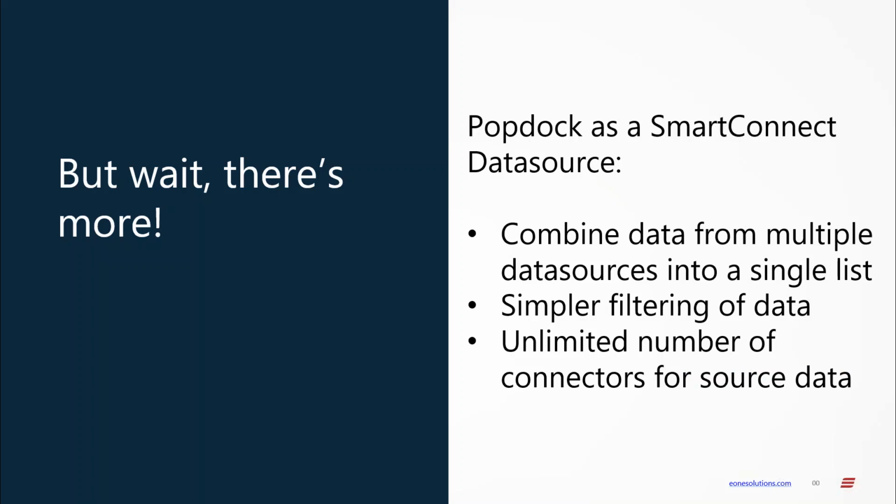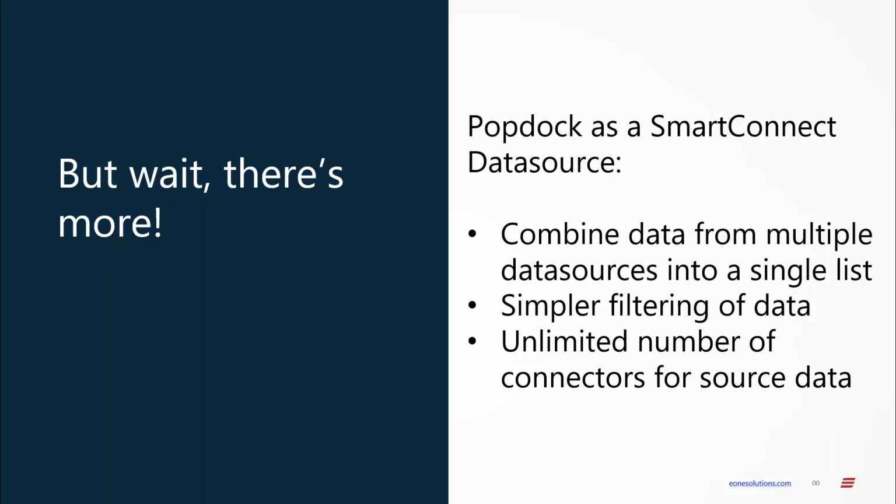Okay. When we also think about Popdock as an integration tool, Popdock can be a Smart Connect data source. Where Popdock comes in handy in Smart Connect is we can actually combine multiple data sources into a single list. We can do things like a compare list. We just built one last week where the customer had an API that they were connecting to. They needed to get orders into Business Central. So what we did was we created a compare list that actually pulled only API orders that were not already in Business Central. We were able to do that through Popdock using a compare list, and it was really slick.